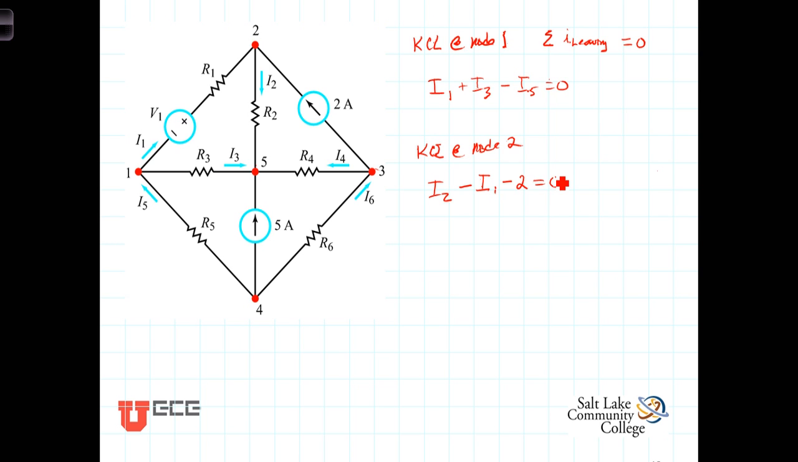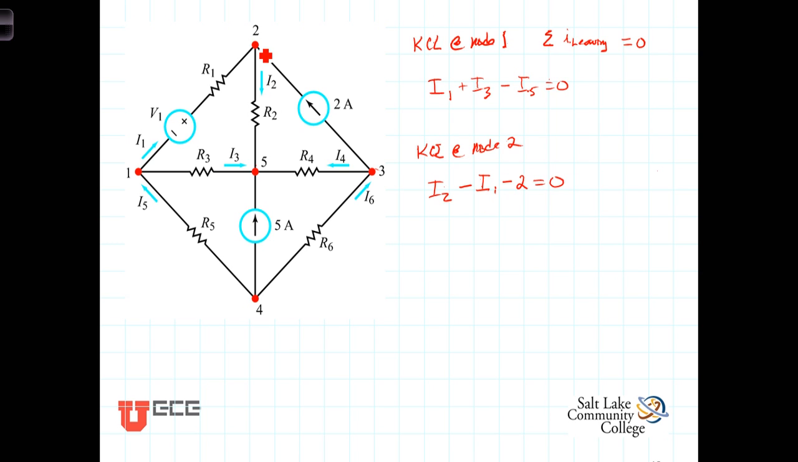Again, notice that because I1 is defined leaving node number 1, when we're summing the currents at node 1, I1 has a positive sign in front of it because at this node it's leaving. On the other hand, when we're summing the currents associated with node 2, I1 is referenced into the node, therefore I1 has a minus sign in front of it. We're subtracting I1 at this point.